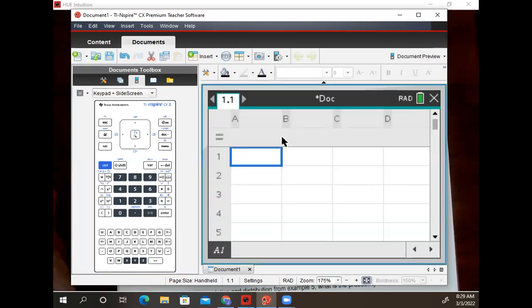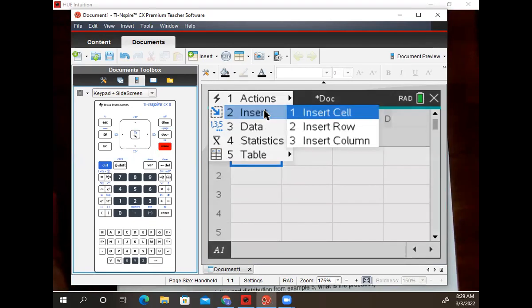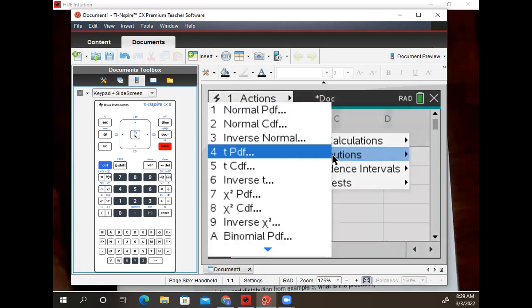And then in a blank cell in an unlabeled column, so right here works since this is a brand new document, I'm going to go to menu. Okay, anything I want that's not a key on the calculator probably lives in menu. And then I'm going to go to statistics. We're in our statistics unit, so I probably want the statistics menu. Okay, I'm looking at information from a normal distribution, so I'm going to go down to distributions.